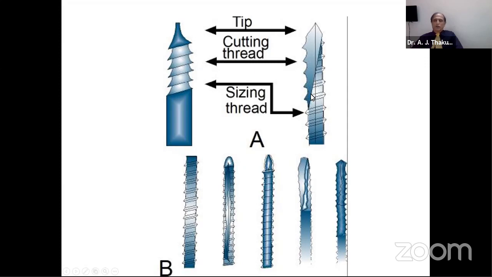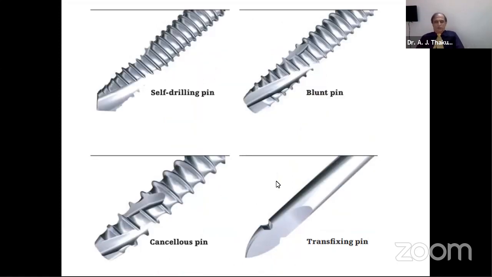This big furrow is only to remove the material from the bone face. Just throw it back so the pin doesn't get jammed. We get a lot of varieties of pin tips, and all of them are available. They are almost the same. Nothing much, one which is available in your hospital is good enough. These are actually pictures, and there are some varieties I've described: self-drilling pin, blunt pin, cancellous pin, and transfixation pin.